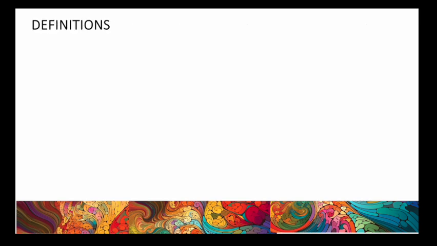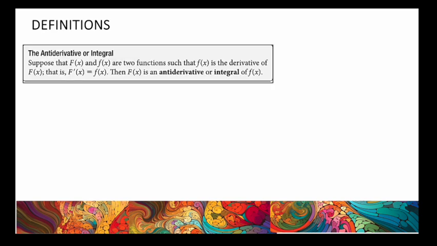Before we go into any examples, I want to go over some definitions for you and explain a couple things. So the first definition is the antiderivative or the integral. What they're saying in this definition is kind of a mouthful, so let me just break it down for you in really simple terms. If we have a function called big F, and we take the derivative of that big F, we get little f. So little f is the derivative, big F is the original function.